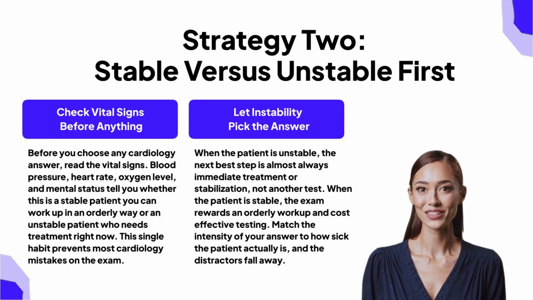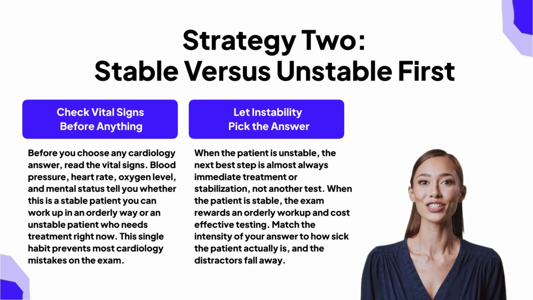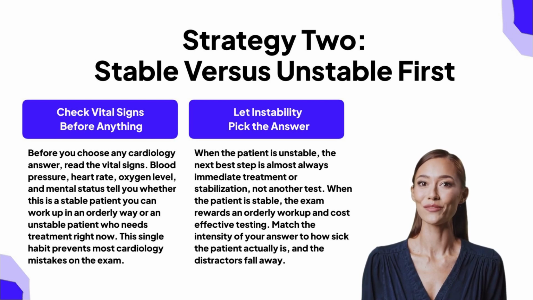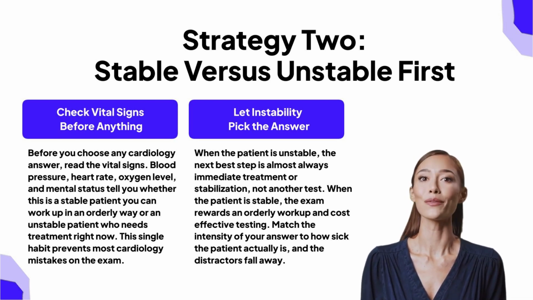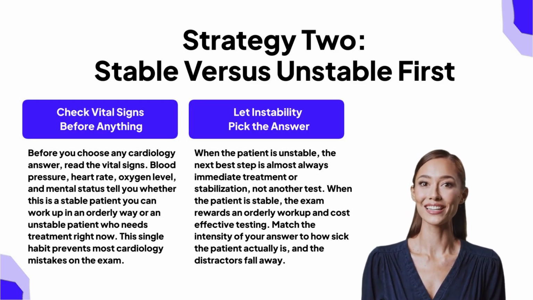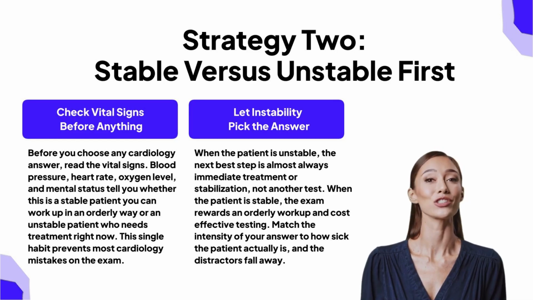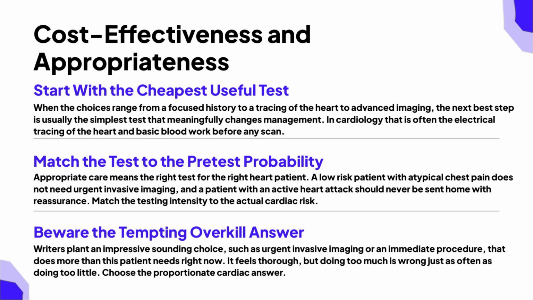Second, let that instability pick the answer. When the patient is unstable, the next best step is almost always immediate treatment or stabilization, not one more test. When the patient is stable, the exam rewards an orderly, cost-effective workup. If you match the intensity of your answer to how sick the patient truly is, most of the wrong choices eliminate themselves. Strategy 3 is cost-effectiveness and appropriateness, which this exam weaves into a huge number of cardiology questions.